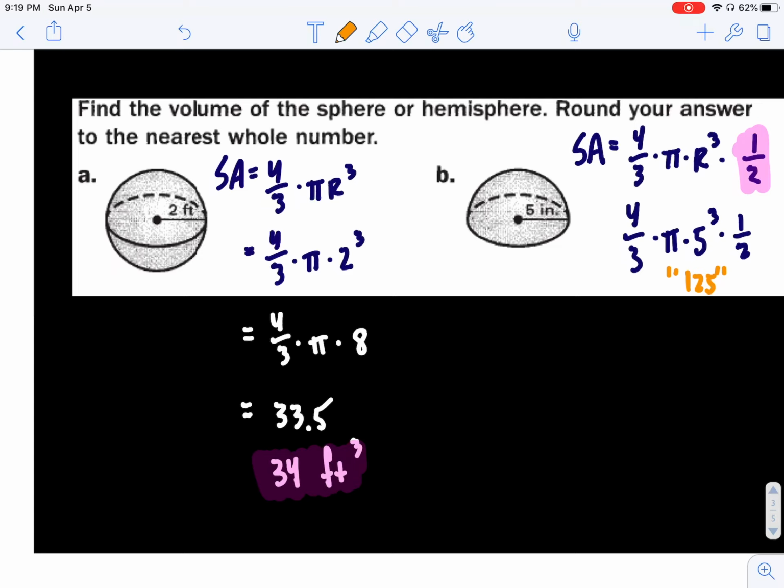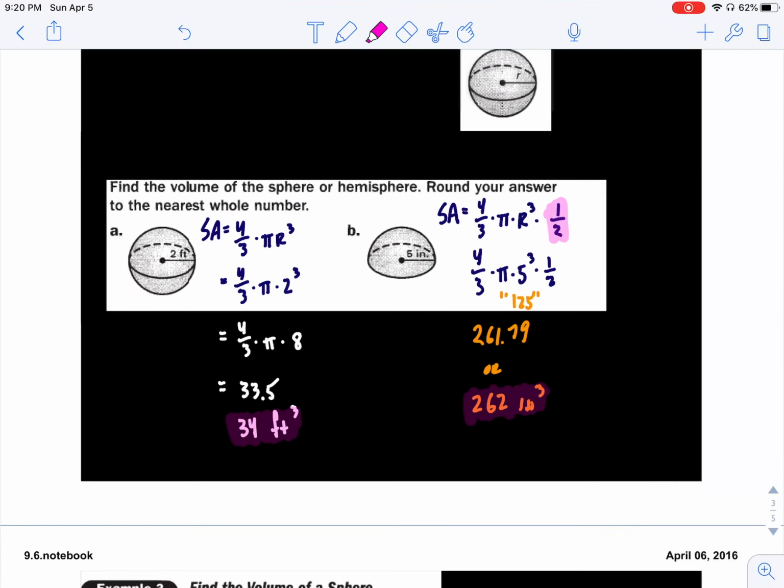See if my watch can handle that. 4/3 times pi times 125 times 1/2. It's about 261.7993. Or, if I round it to the nearest whole number, that would be 262 inches cubed. Bada bing. So there you go, folks.